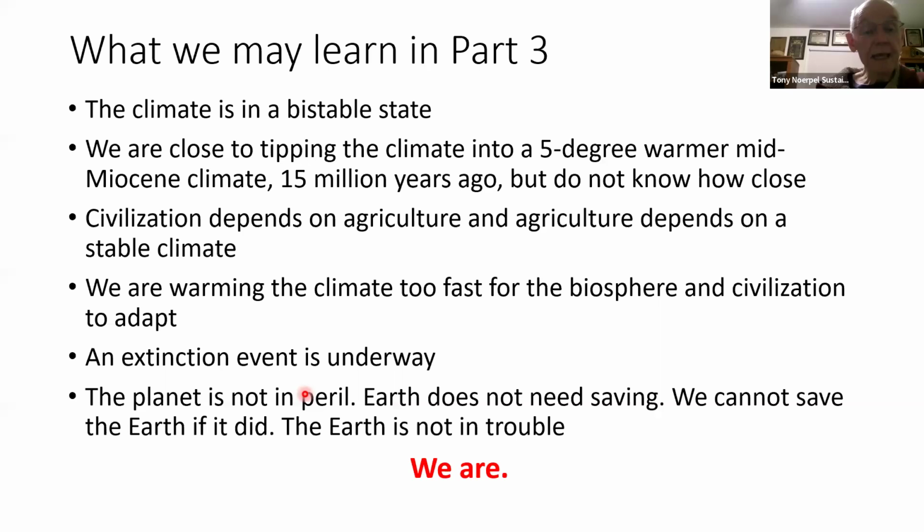And the planet is not in peril. It kind of aggravates me every time I read a headline that says, will this battery technology save the planet? Well, of course it's not. The Earth doesn't need saving. We cannot save the Earth if it did. The Earth is not in trouble. We are. And the question is, can this new battery technology save us?